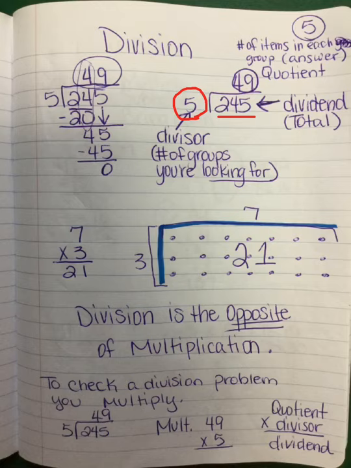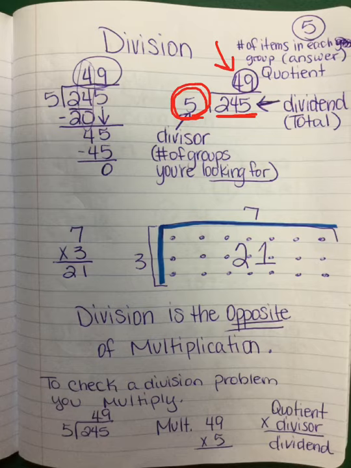Okay, so if you're given a total of 245 pieces of candy and you want to put it into 5 groups, this is what it would look like. Okay, and the number on top, the 49, that is your quotient, which means answer to a division problem. And that is the number of items in each group. So when we're talking about division, we're talking about taking a total and breaking it into groups.